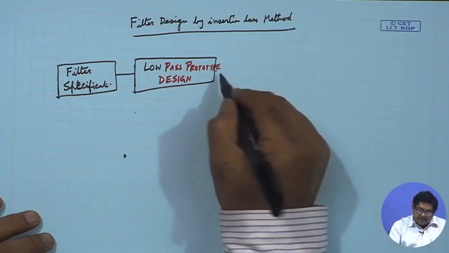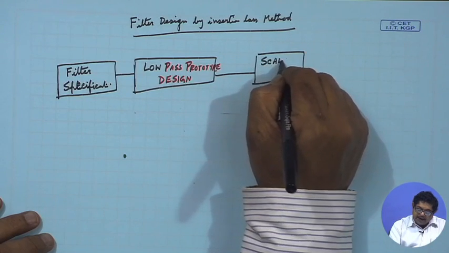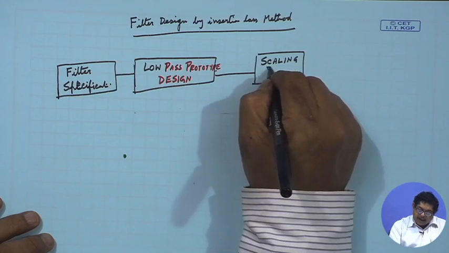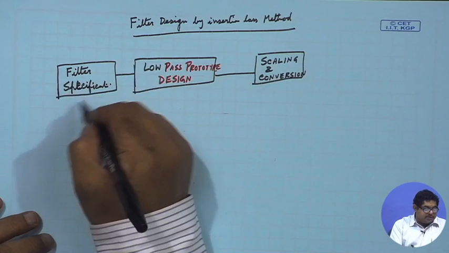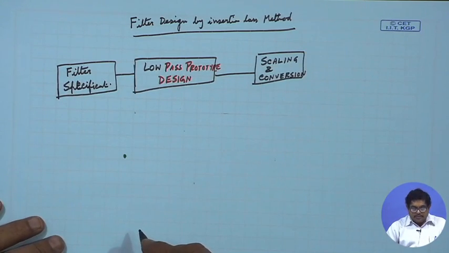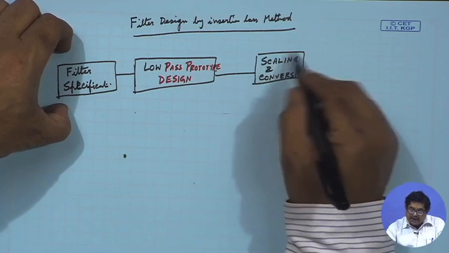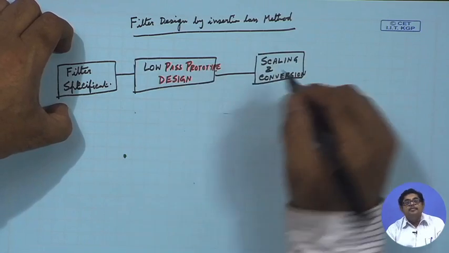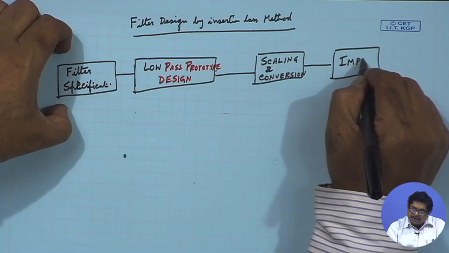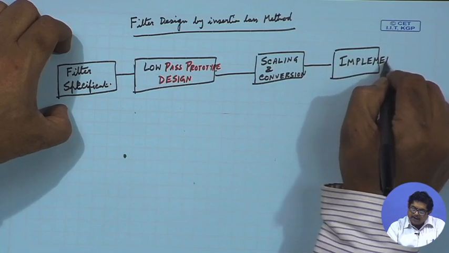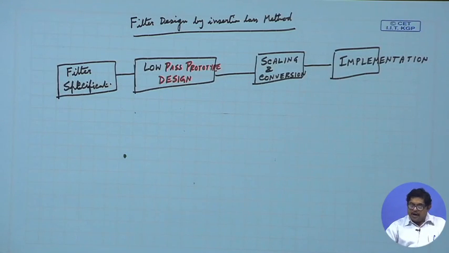Once we have done that, then we will do some operations called scaling and conversion to make it to the specification that the specifier or user has given. So, this is another important step in this microwave filter design, and finally, we will see how to implement it, that means, on actual microwave circuitry, how we implement that.